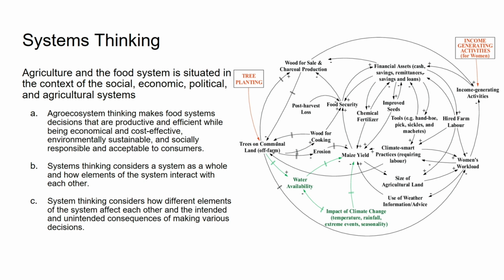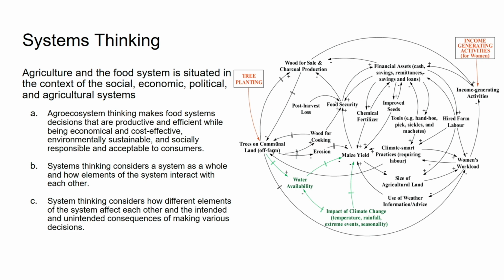Systems thinking is where you zoom out and see a number of different components and how those components exist and interact with each other. Agriculture and the food system are situated in a variety of different contexts that are informed by social, economic, political factors, and even the production, the agricultural food system itself.